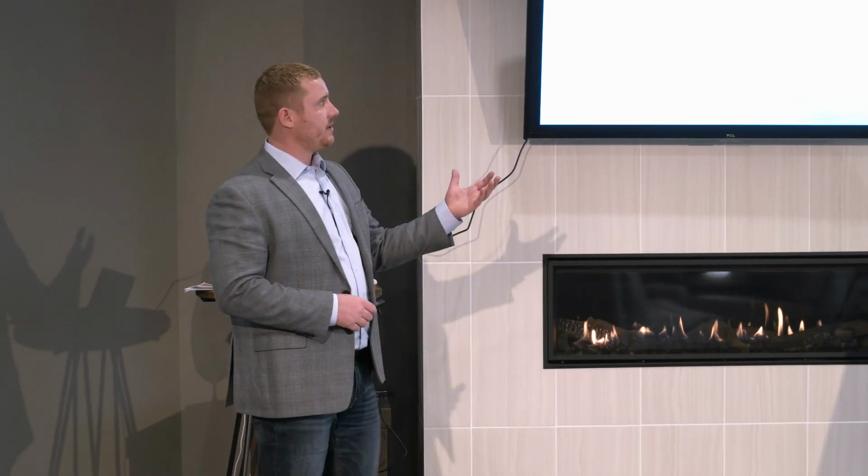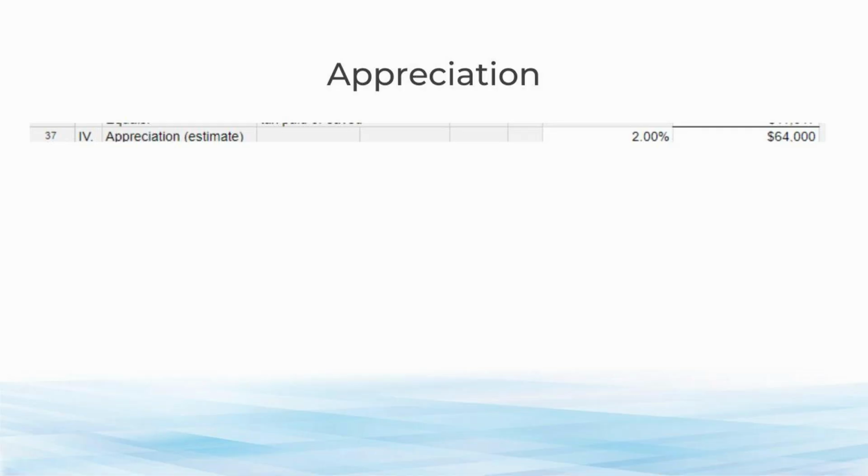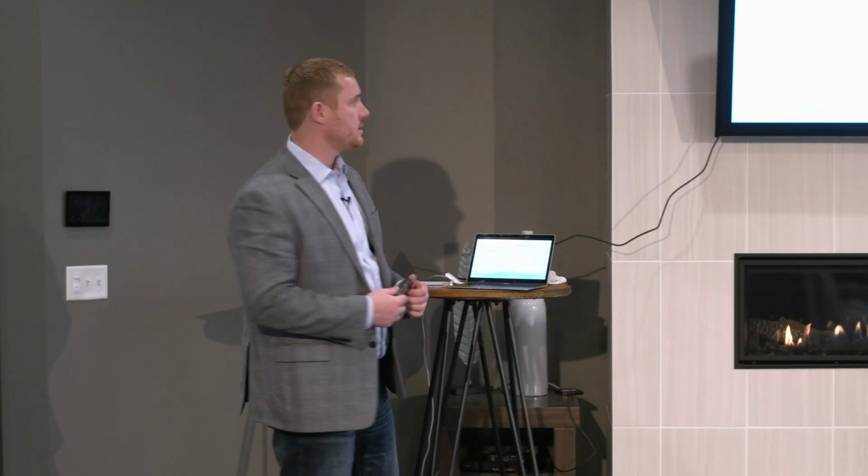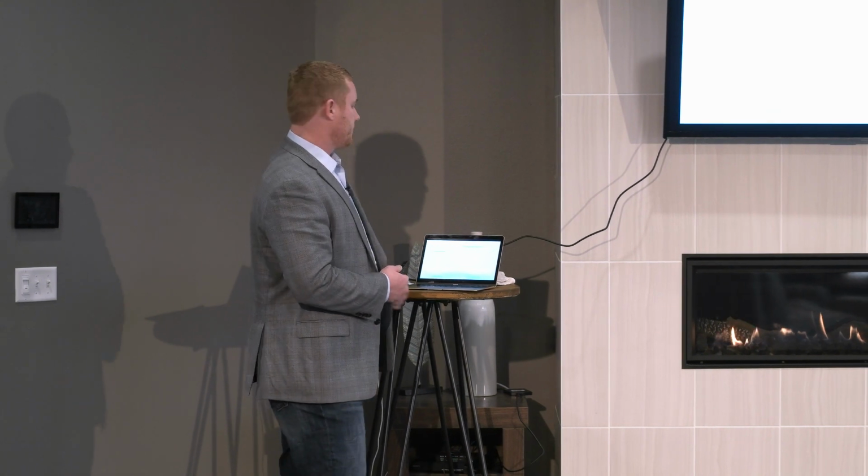Finally, we can add in a little bit of appreciation. Again, Wealth Optimizer will have the same thing. I'm being very conservative here, just adding 2%. The property's got to work without appreciation. That's kind of a bonus. Again, it's a hedge against inflation. So we get another $64,000 for appreciation.